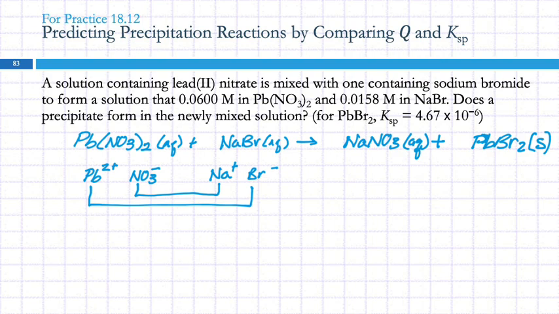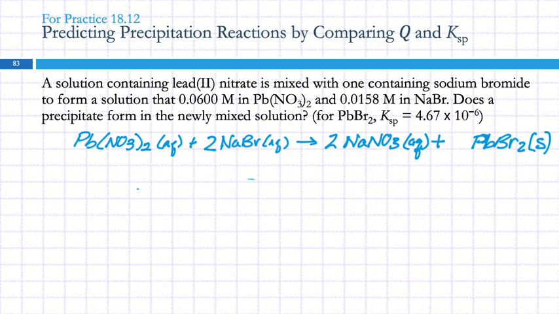Now, is this balanced? No. There's 2 bromides here and only 1 there. If I stick a 2 here, then that takes care of that. And then I need a 2 over here, and everybody will be happy. So we're looking at PbBr2.